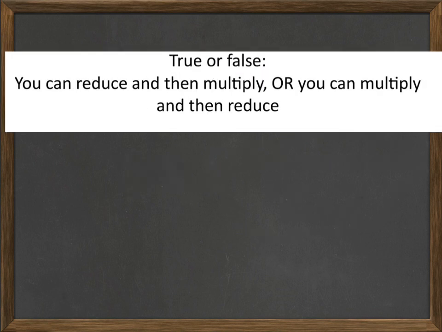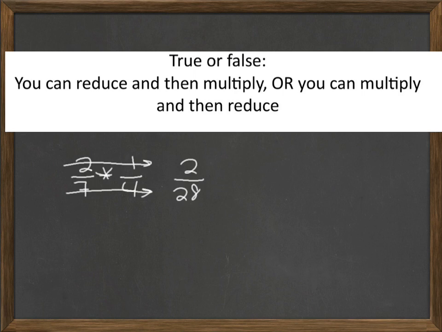All right, second misconception I want to address: you can reduce and then multiply, or you can multiply and then reduce. We'll do a really simple example here. Let's say I have 2/7 times 1/4. One thing I could do is multiply across: 2 times 1 is 2, 7 times 4 is 28. Then I look at that and I'm like, wait a minute, 2 goes into both of these numbers. So 2 divided by 2 is 1, 28 divided by 2 is 14.